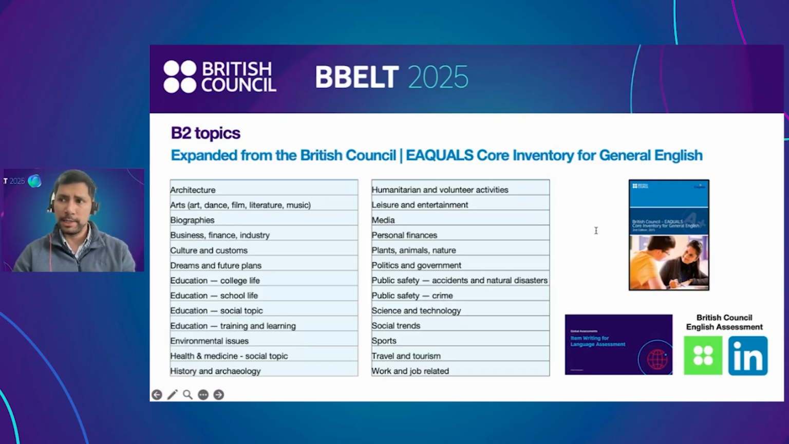But if you look at any quality published CEFR aligned coursebook, if you look across the units, you can see a more extensive list of topics like the list you can see on this slide now.